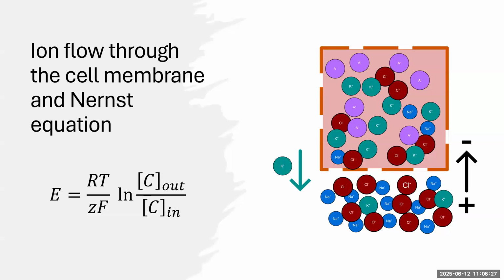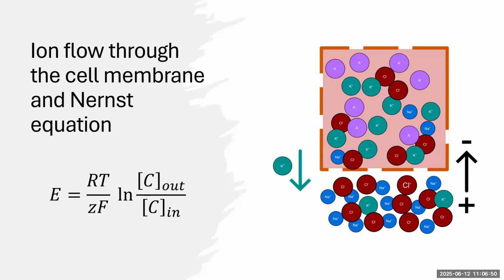So here, this is a recap of the same thing. You can see that inside the cell, you have more potassium ions, the blue one, rather turquoise ones, and fewer sodium ions, right? And fewer chloride ions compared to the outside.